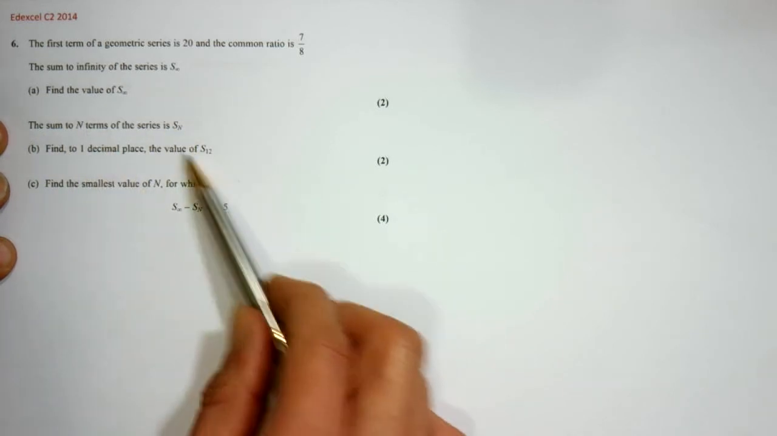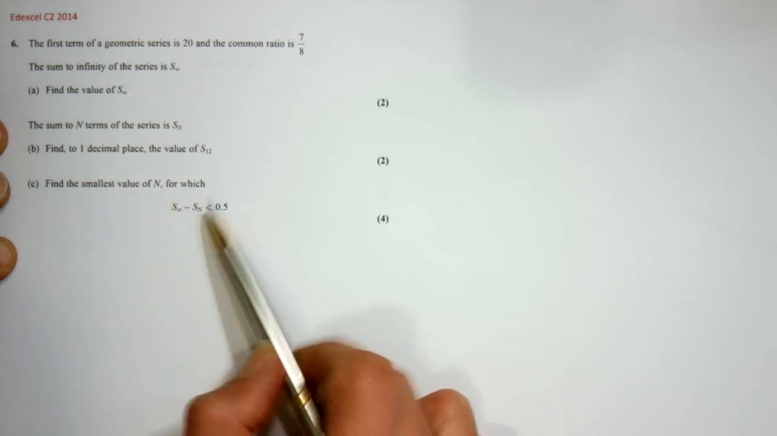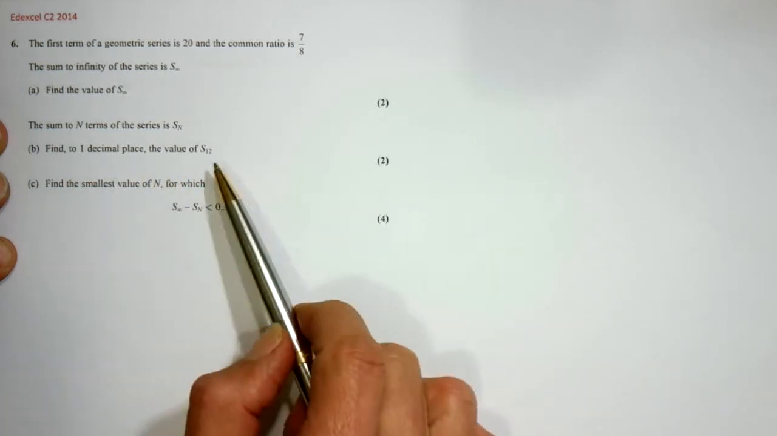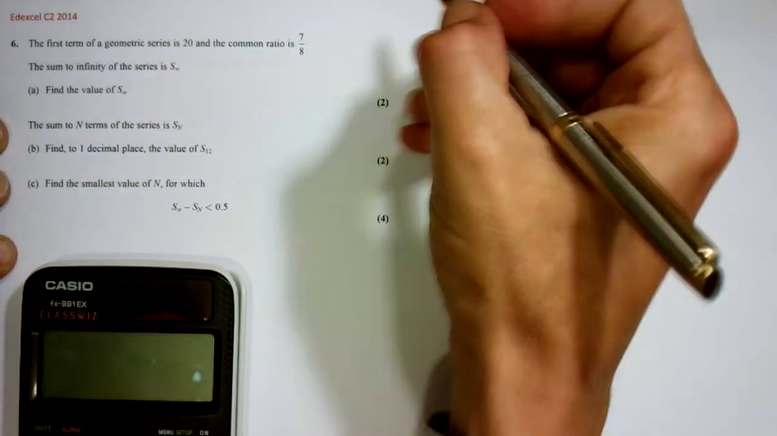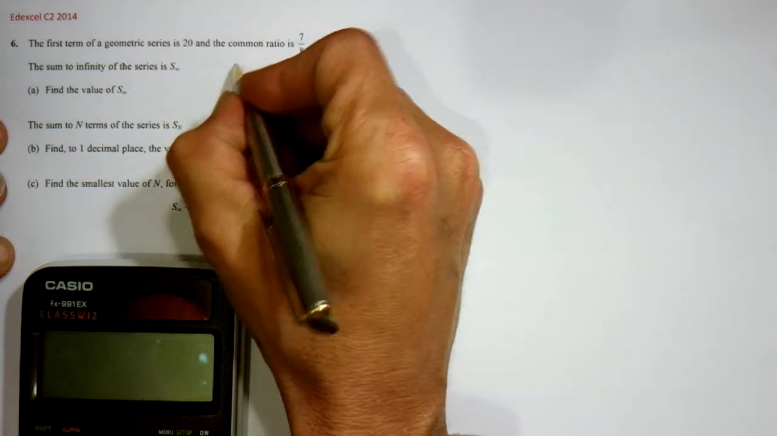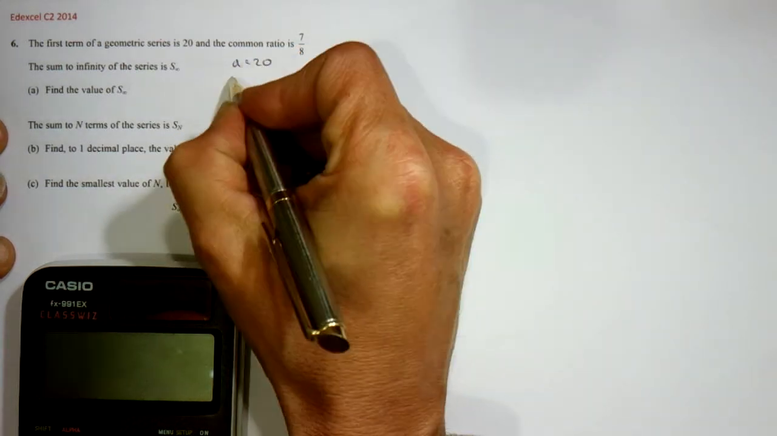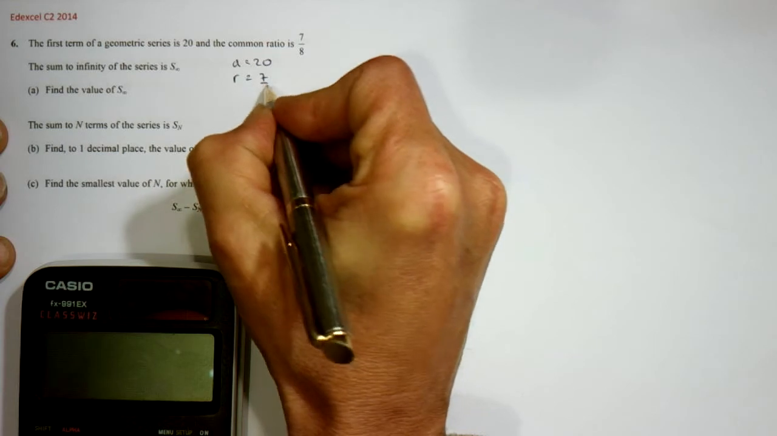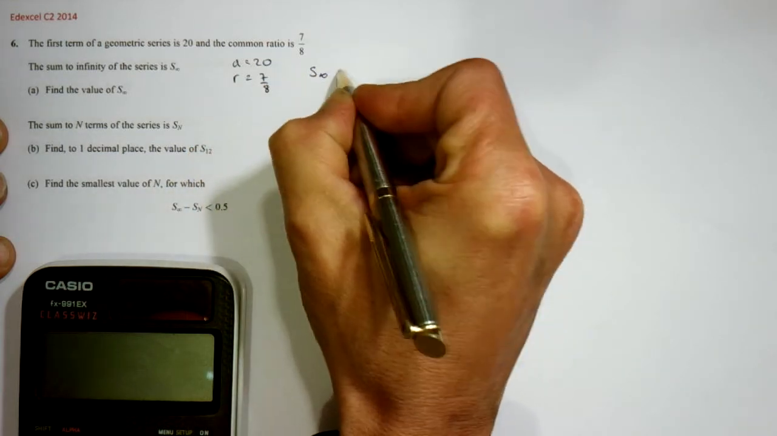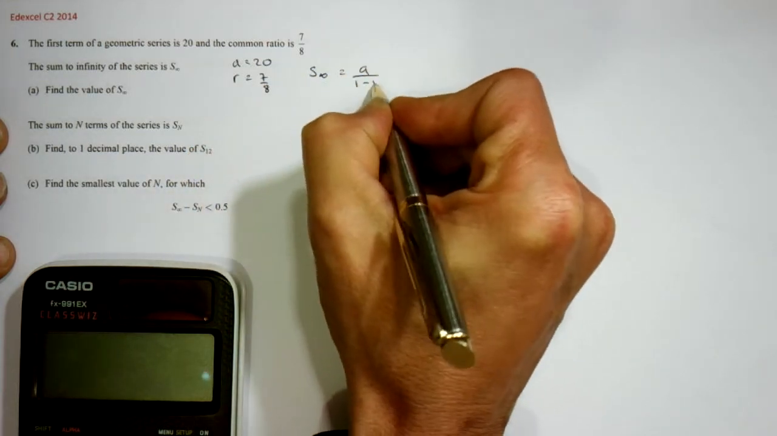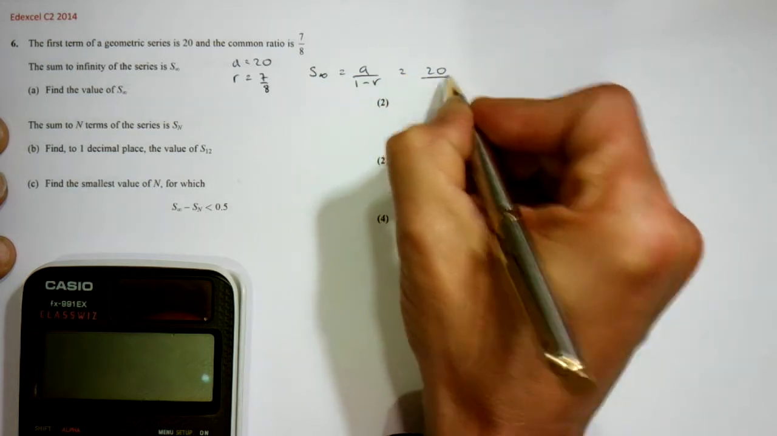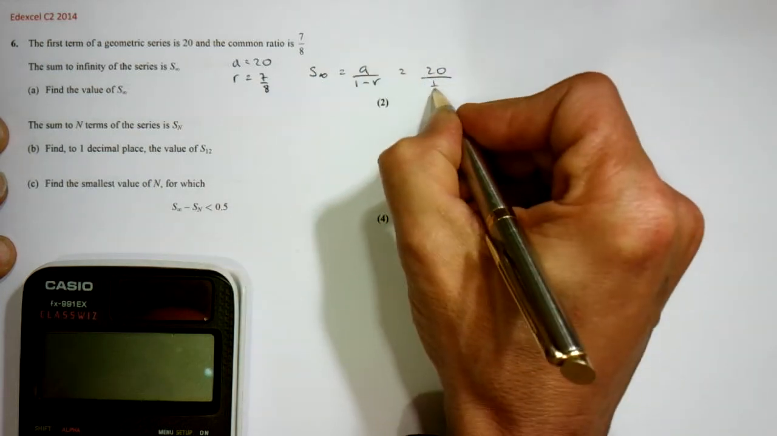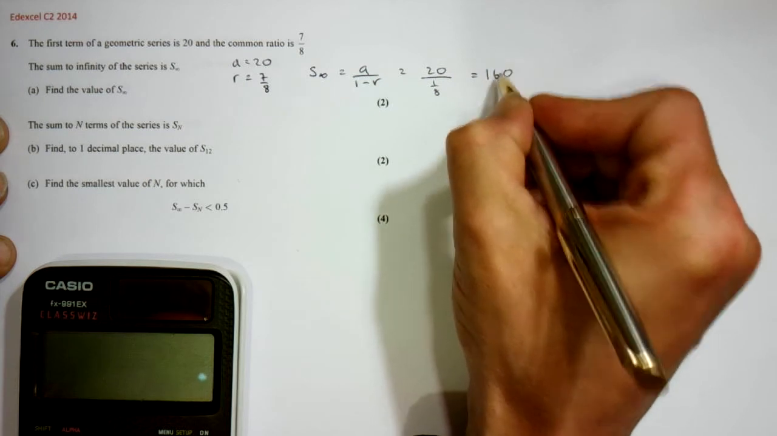The sum to n terms, so we've got a log question here. Find the smallest value of n for which, after we've found, for 2 marks, the value of S12. Okay, so part A. A is equal to 20, R is equal to 7/8, S infinity is equal to A over 1 minus R, and that's equal to 20 over 1 take away 7/8, which is an eighth, and that's equal to 160. Done.